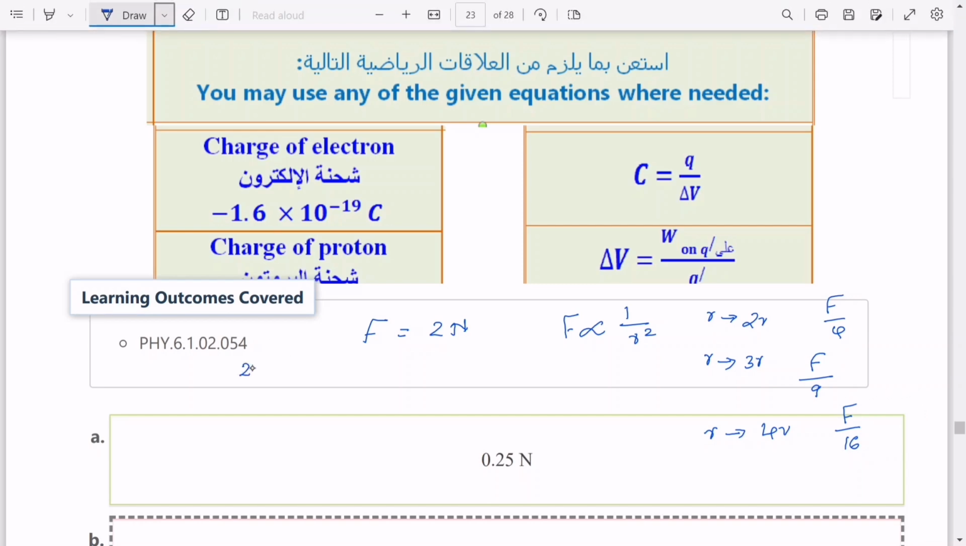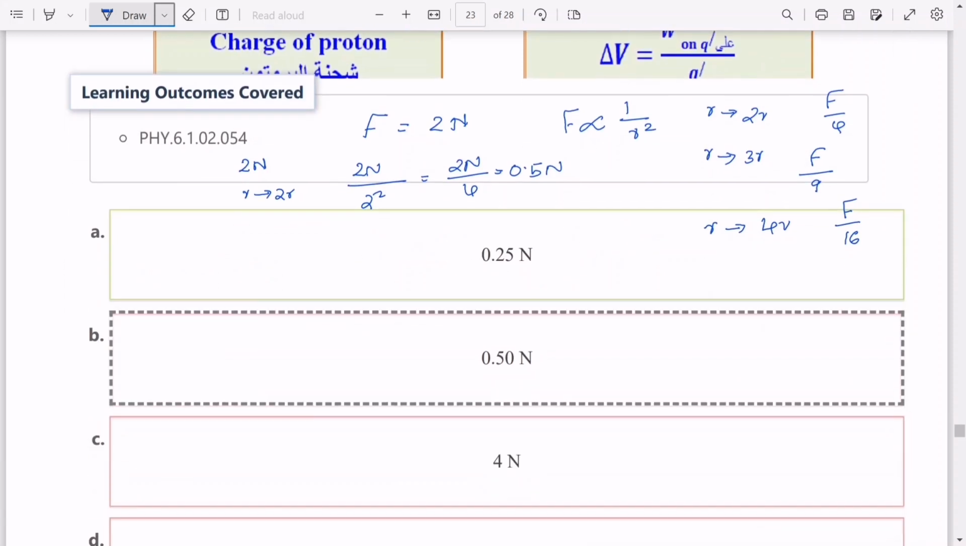So here the force is 2 Newton when distance is increased to 2 times. When r changes to 2r, what happens to force? This 2 Newton force will decrease to 2 divided by 2 squared. 2 squared is 4, right? So 2 Newton divided by 4, 2 by 4 is 0.5 Newton. So 0.5 Newton is our answer to this question.